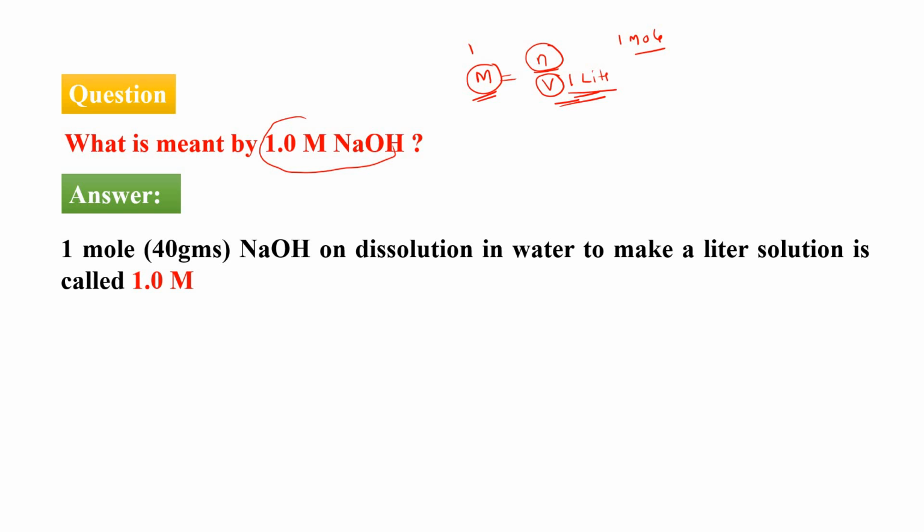1 mole of NaOH dissolved in water to make 1 liter of solution is called 1 molar. Why have we taken 40 grams here? Because 1 mole is always equal to weight by gram molecular weight. Mole is equal to 1 here, and weight we need to calculate. Gram molecular weight of NaOH, how do you calculate? Atomic weight of sodium 23, oxygen 16, hydrogen 1. Total you get 40. Now substitute: the weight is 40 grams. So 1 mole equals 40 grams. That is the reason they have taken it like that.